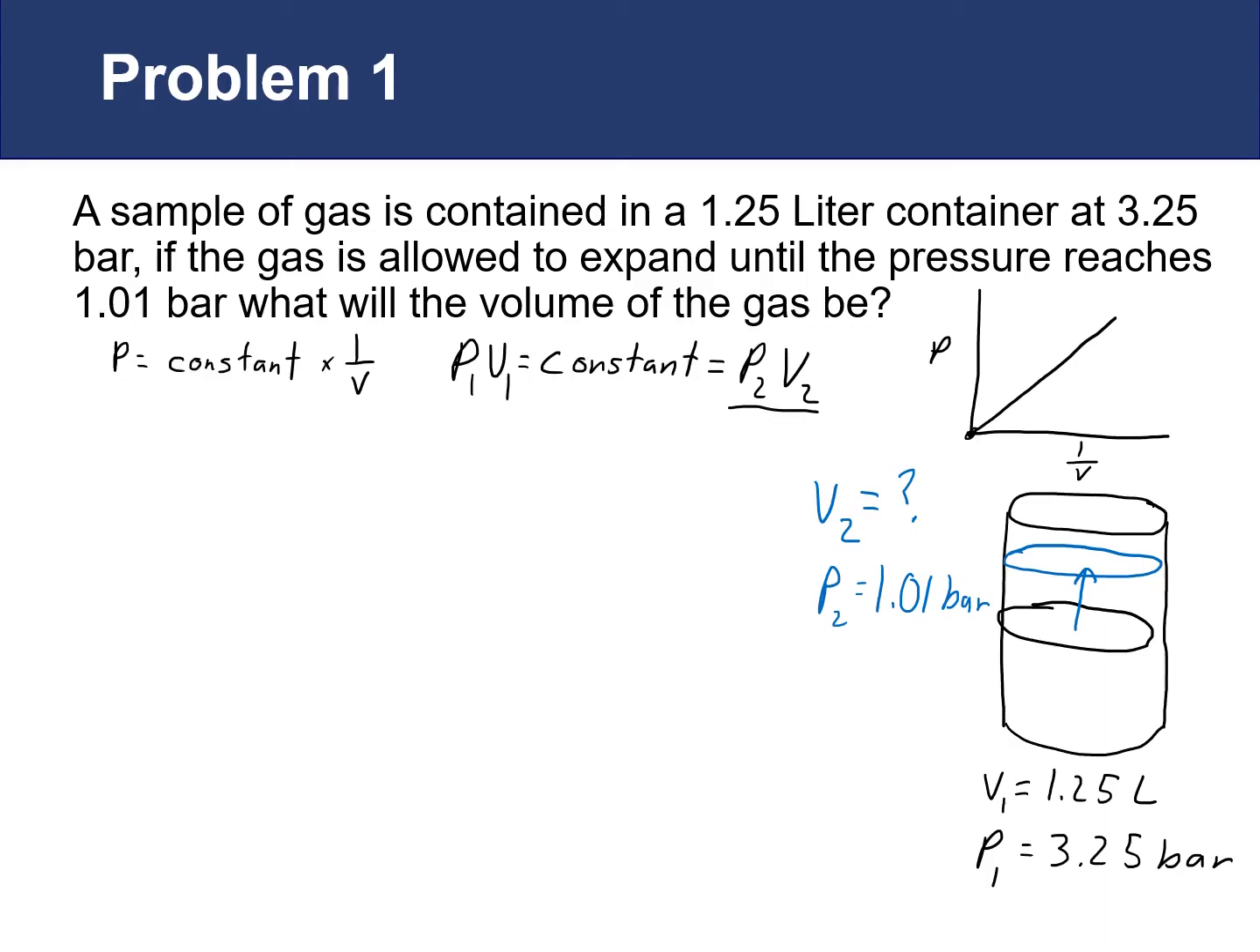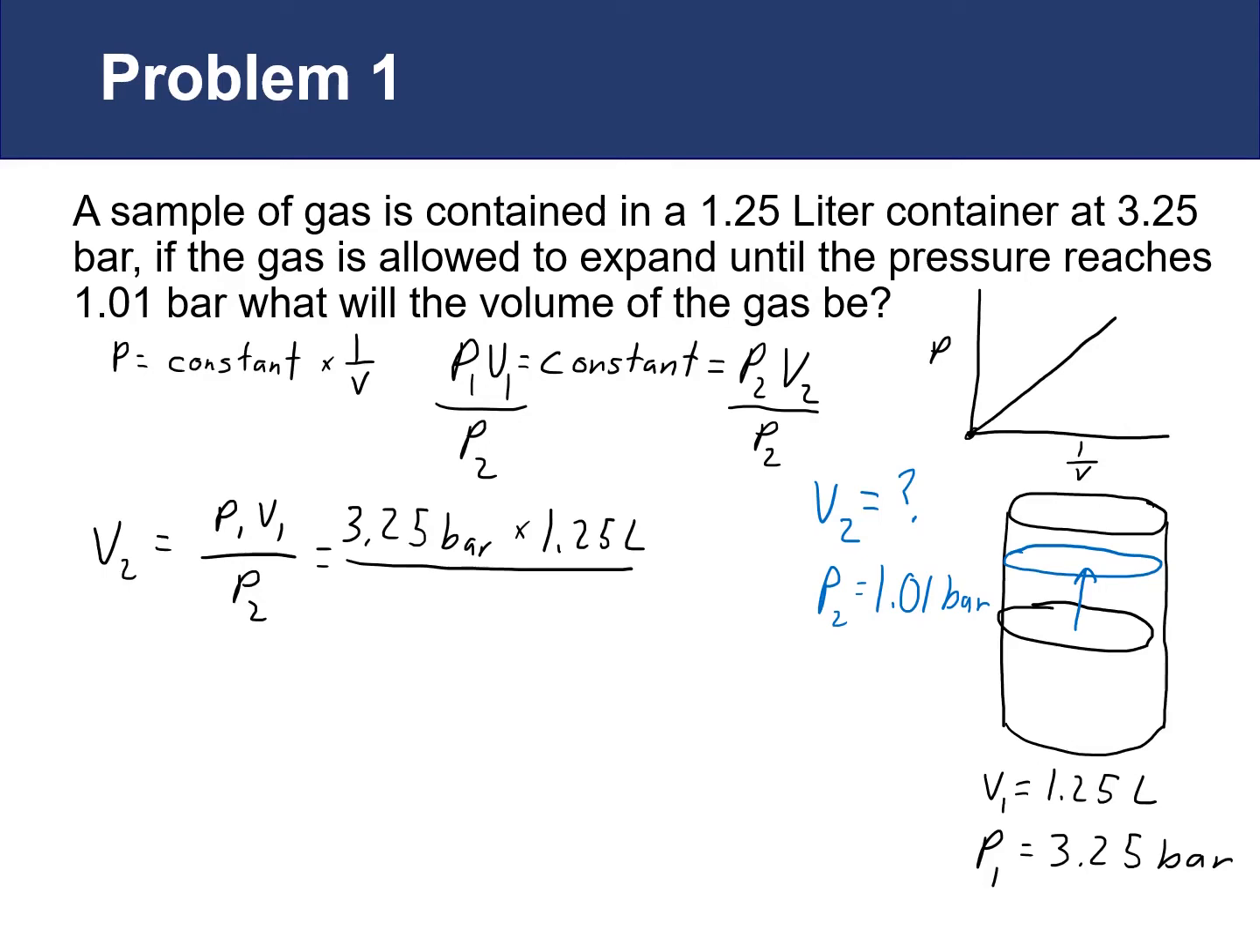So we're interested in V2, we're going to divide both sides by P2, giving us an expression of V2 is equal to P1V1 over P2. So that is going to be, using our values, P1 is 3.25 bar times V1, which is 1.25 liters. This is divided by P2, which is 1.01 bar. Our bar are going to cancel out, giving us the only unit that's left, which is liters, which is good because we're trying to find a volume. So our end answer should be in liters.